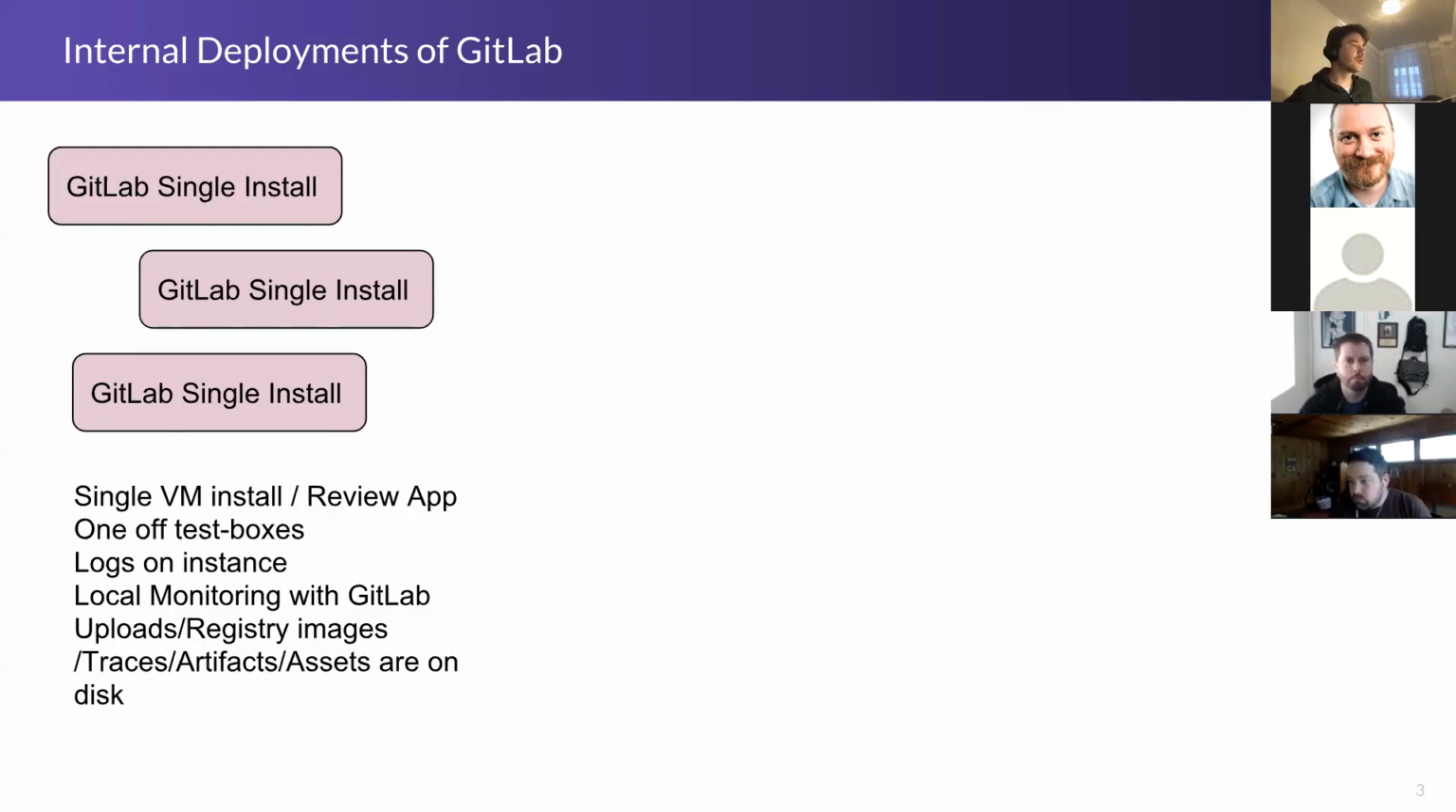This, of course, has some shortcomings. One is that it's a single instance, so it doesn't have any high availability. There are other things too, like the logs are on the instance itself, so you need SSH access. There is monitoring, but it's through the GitLab application, and it doesn't monitor everything that you might need to monitor. All of the assets are locally on disk, so if you want to use object storage, there's some additional configuration that you'll need for that.